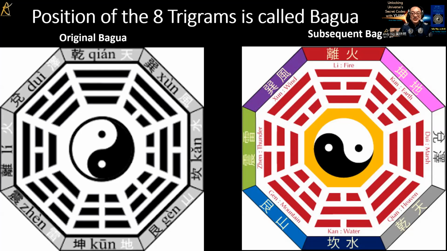So anyway, ladies and gentlemen, if you find these too complicated, don't bother. Just know that the Bagua diagram is just arranging the 8 trigrams in a circular manner. And you may ask, nowadays, which one do we follow? Actually, most of the time, people use this subsequent Bagua, or Houtian Bagua. But using the original Bagua is also correct. No big deal about that, right?